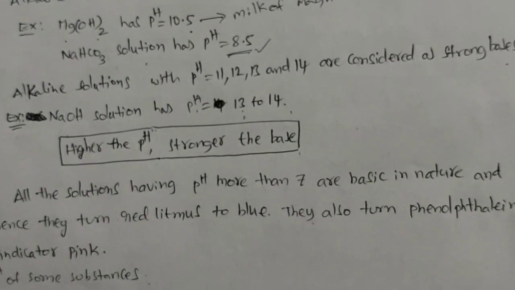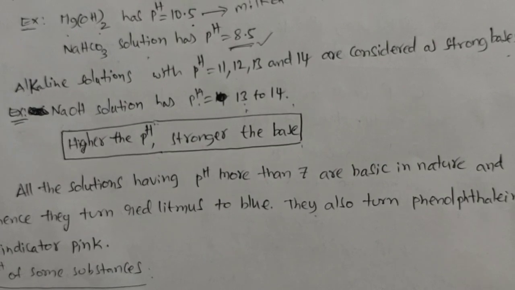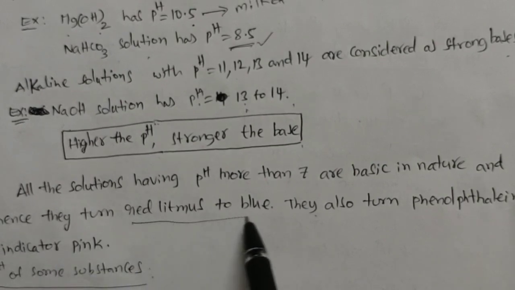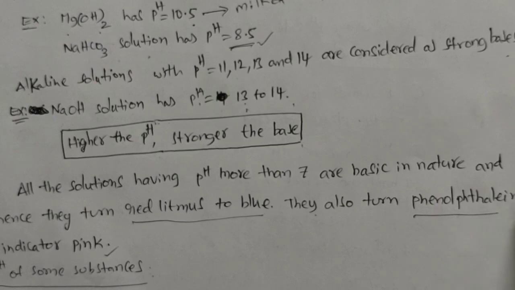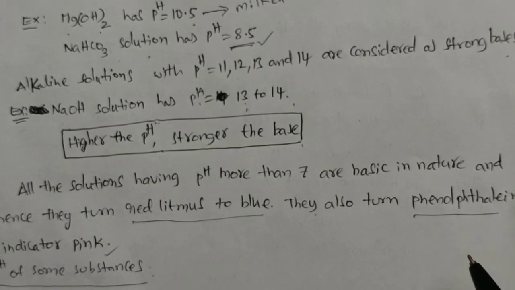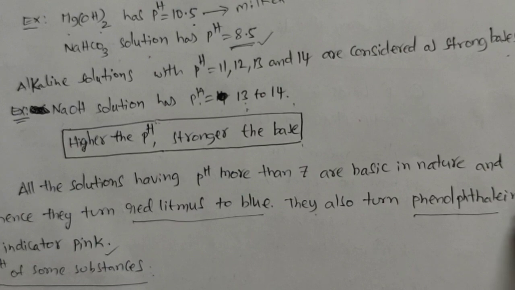So all the solutions having pH more than 7 are basic in nature. They turn red litmus into blue, and they also turn phenolphthalein indicator into pink color. This phenolphthalein is also going to be covered in the indicators concept. Phenolphthalein is a very important indicator as far as bases are concerned, because it shows colorless, it has no color in acidic solution, whereas it shows pink color in basic solutions.